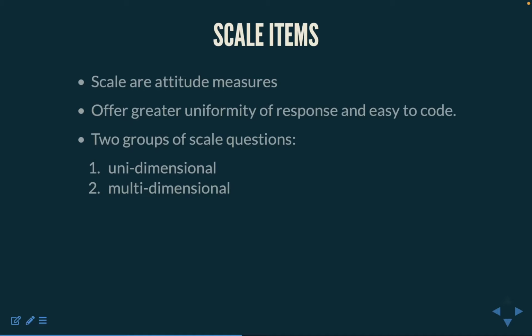There are two broad groups of scaled questions. Unidimensional scales are measurements taken along a single dimension. Only one thing is being measured and it is either more or less. Multidimensional scales are more complex, and they attempt to scale responses along three different dimensions: cognitive, behavioral, and affective.